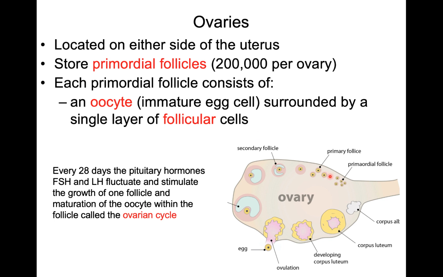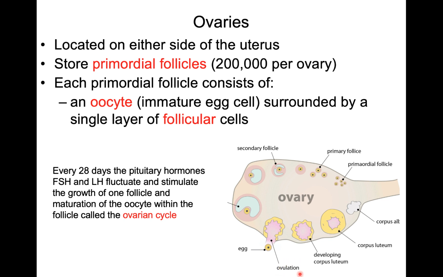So again, here's the ovary, and inside each of the ovaries, you have about 200,000 primordial follicles. These little tiny follicles have the ability to turn into an egg. Of course, they're not all going to turn into eggs within a woman's lifetime, but if it's chosen, the primordial follicle turns into a primary follicle, then a secondary follicle, eventually growing and allowing for ovulation.